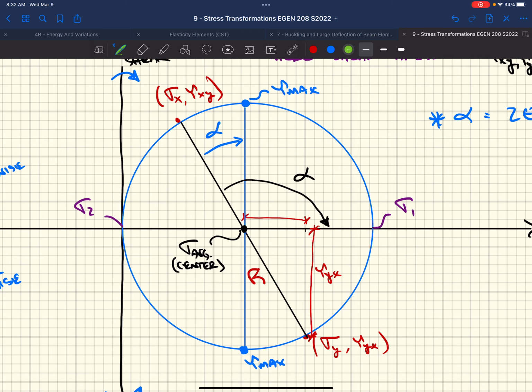We might have a normal stress that's positive, right? The Y face might be in tension and the X face might be in compression. So we could be on either side of this axis, right? We'd still draw a circle.